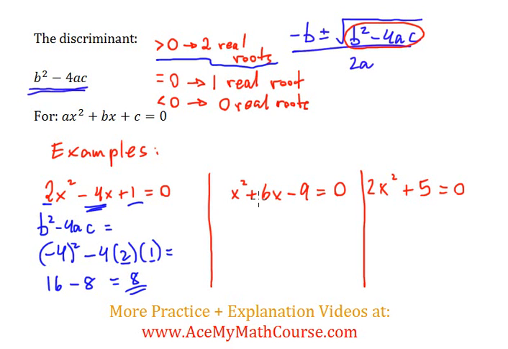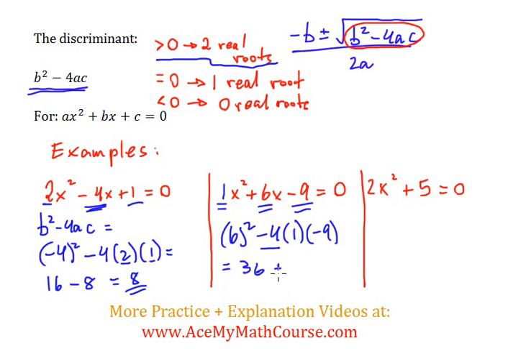Then over here, x squared plus 6x minus 9 equals 0. Our value of a is 1, b is 6, c is negative 9. So b squared minus 4ac. Don't forget the parentheses around the numbers. 6 squared is 36. Now, minus 4 times 1 times negative 9, we get plus 36, so we get 72. In this case, the discriminant is also positive, so there are again two real roots.